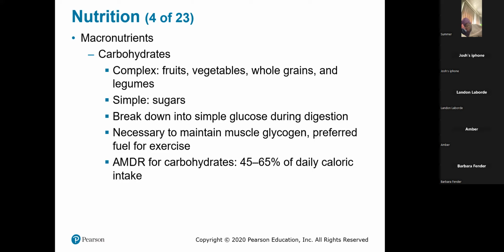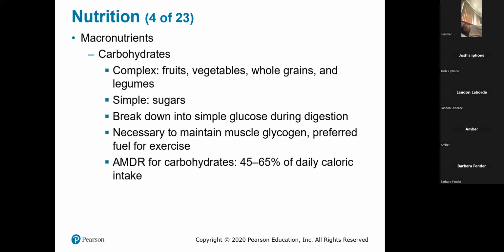That is why your diabetics have to be so mindful of their carbohydrate intake. And carbohydrates are actually necessary to maintain muscle glycogen, which is the preferred fuel for exercise. So there's really nothing wrong with consuming carbohydrates. It's when we consume them. You don't really want to necessarily consume your carbohydrates before you go to bed for the night. You need to be able to burn those off.